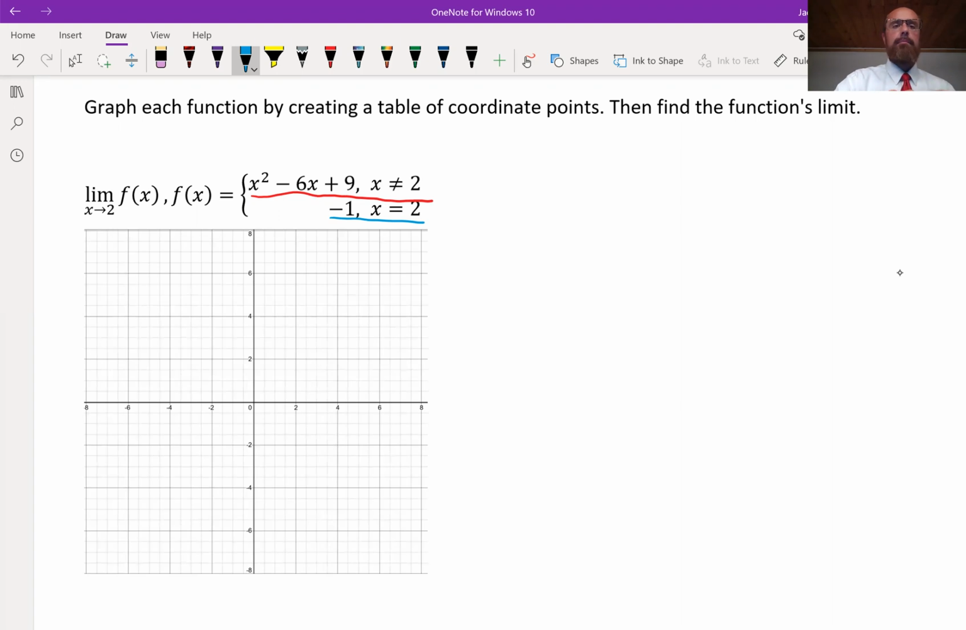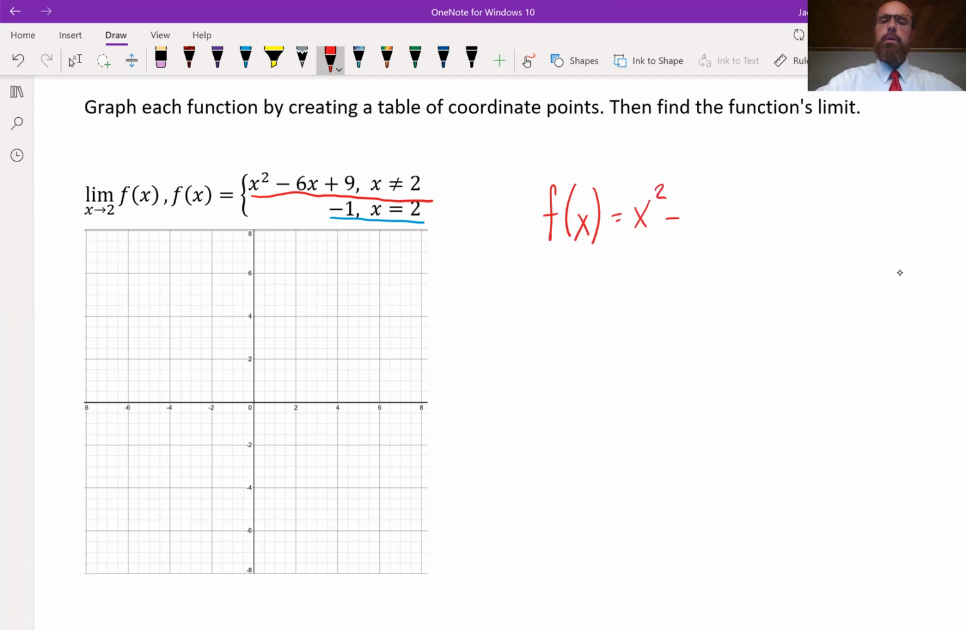Well, let's graph both of those pieces in that piecewise function. And although it does say create a table of coordinate points, I'd like to approach graphing this quadratic by its x and y intercepts instead. A table of coordinates is an excellent way, but this is another way we could graph x squared minus 6x plus 9. So I'm going to write it here.